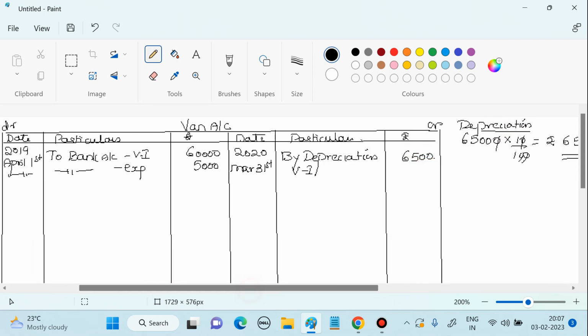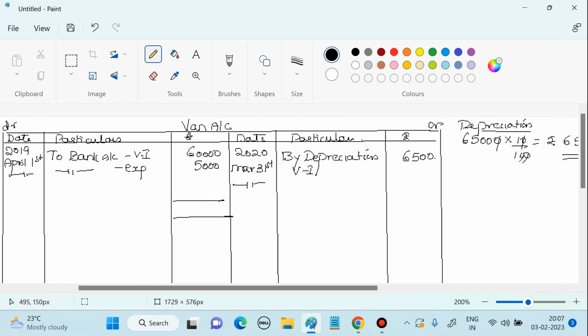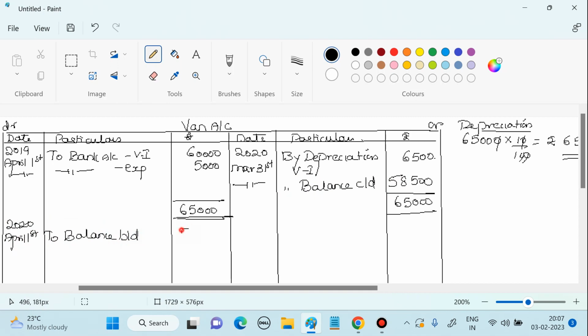Then that year there is no other transaction, so we can close the van account, 65,000. So 58,500 is the balance carried down, which will come to 2020 April 1st as balance brought down 58,500. Is the first year clear? So far clear? First year? Yes, ma'am.